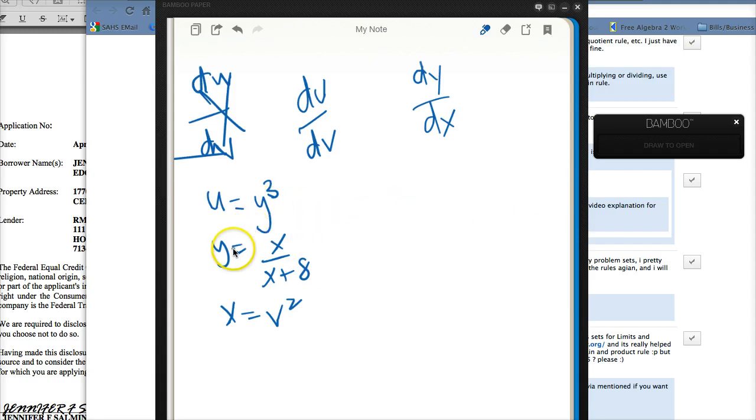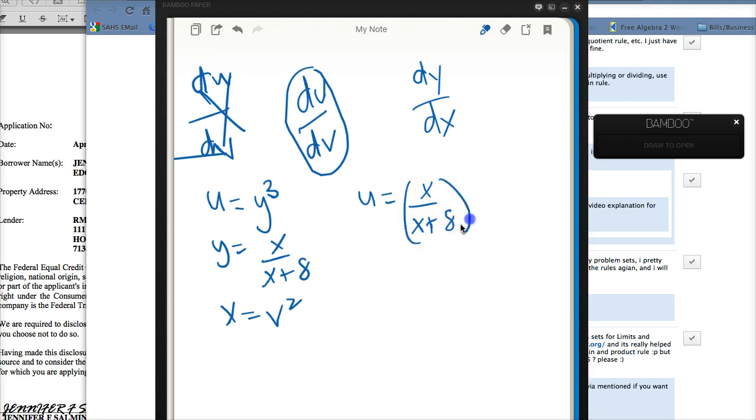So, but y can be converted into x's, but that's not right either because I want this in terms of v. But the last thing they gave us is that x can be converted into v's. So let's do this step by step. First of all, I want the derivative of u, which means take the derivative of u with respect to v. So instead of y, I'll plug in the x's. So u, instead of saying y to the third power, is the same thing as x over x plus 8, to the third power.